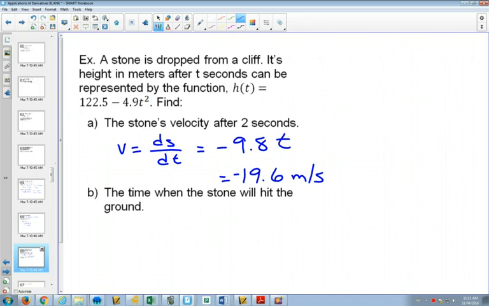Do any of those numbers jump out at you? Yes? Negative 9.8 is the force of gravity, right? Negative 9.8 meters per second squared is how much gravity changes.